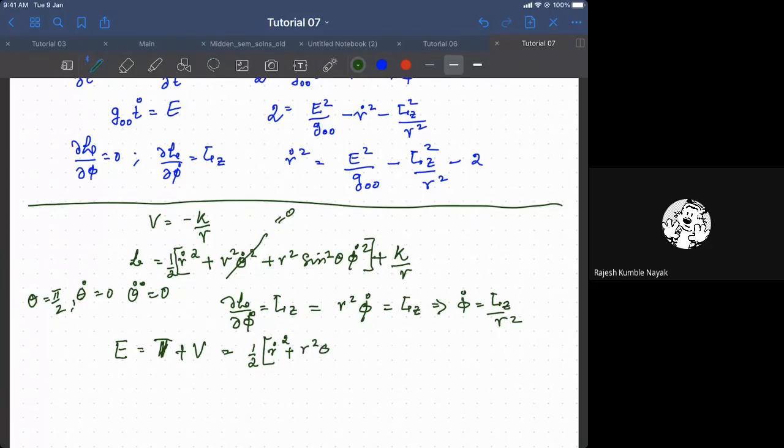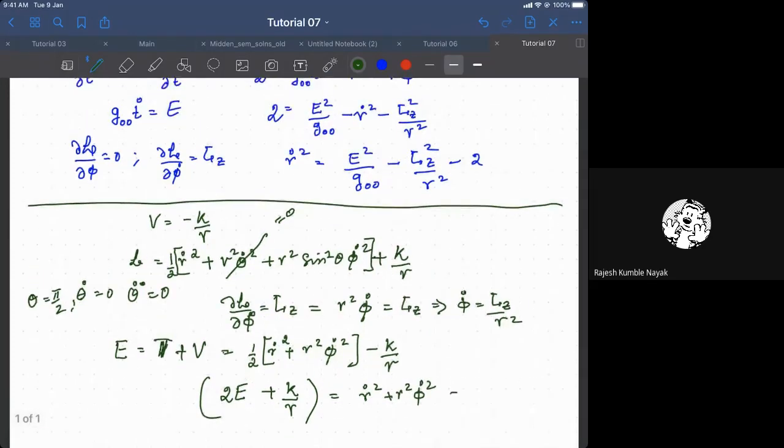We don't have to write the theta dot term. r square phi dot square. Then we have now minus k by r, or kappa by r. This is a conserved quantity. So let's play around with this. You have multiplied by 2e, then plus k by r, and that is equal to r dot square plus r square phi dot square. So this is what you have.